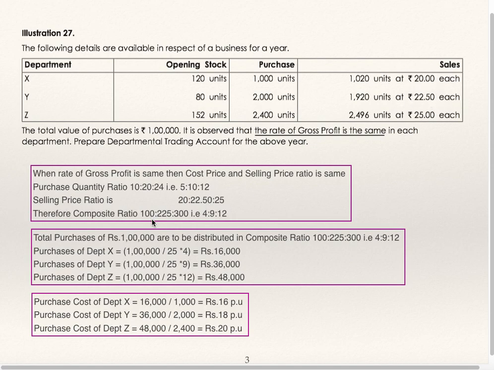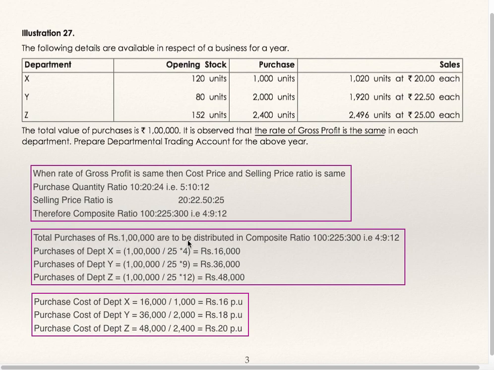Therefore, composite ratio is 100 is to 225 is to 300, that is 4 is to 9 is to 12. Composite ratio: 20 into 5 is 100, 22.50 into 10 is 225 and 25 into 12 is 300. So composite ratio is 4 is to 9 is to 12.